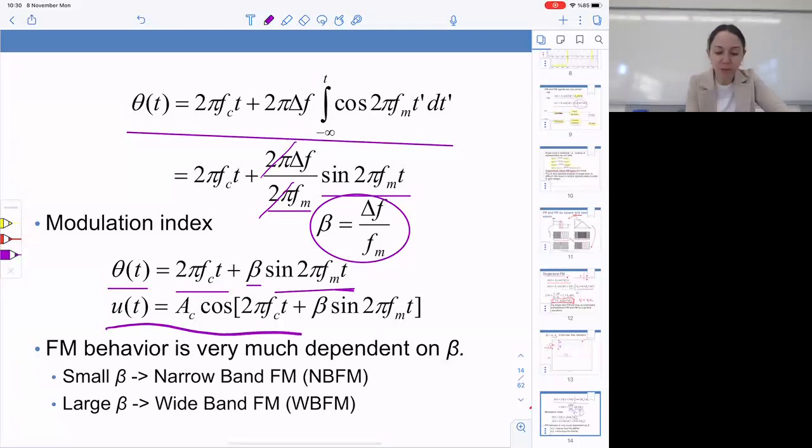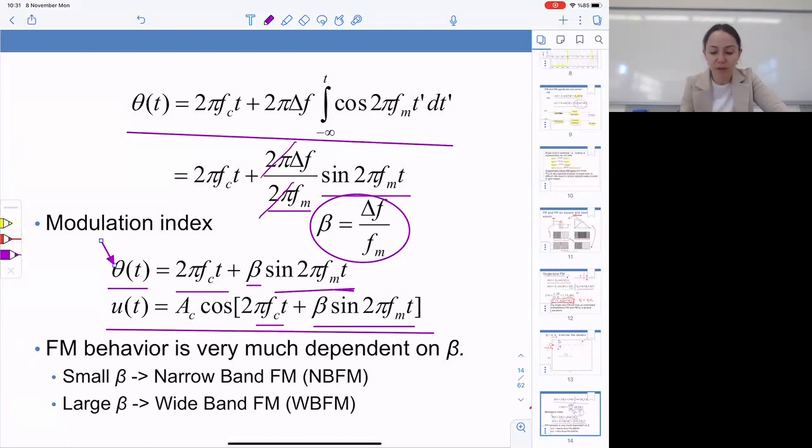Now, I can also express u of t as A_C cosine 2 pi F_c t plus beta sine 2 pi F_m t, by using this angle inside the sinusoids. So we have really gotten rid of the integral, and we've expressed the FM waveform in the case of a single tone message signal as a sinusoid whose instantaneous frequency is changing sinusoidally.